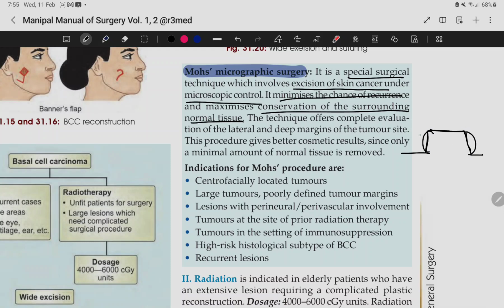Under the microscope they keep excising part of the tissue. This is the first part excised, and they look under the microscope to see if there is a presence of tumor cells, and they keep going down and down and down. Every time they take a slice of tissue, they examine it under the microscope to see if there is any cancer, until they get a clear margin.